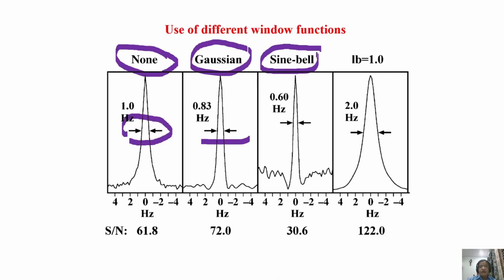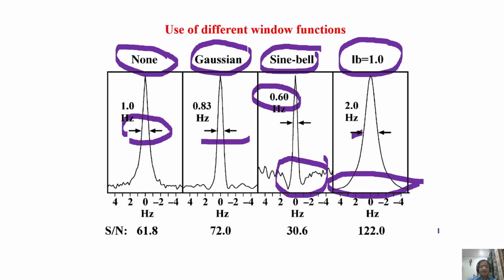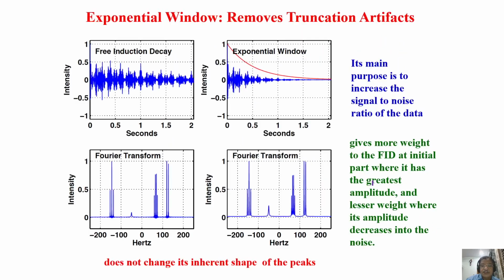I can use sine wave. I can bring down the line width a little bit better even now, much better. See, compared to this, it is a better peak, sharper peak. But look at the baseline, it gets distorted. I can use the exponential function, but you see, you are increasing the line width, beautiful signal to noise ratio, but line shape is also not distorted. So there are different window functions.